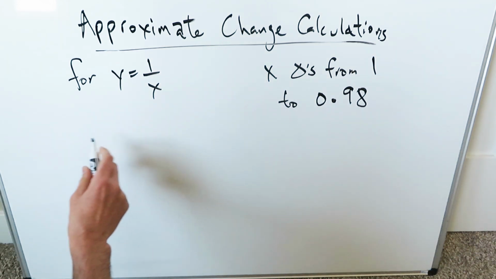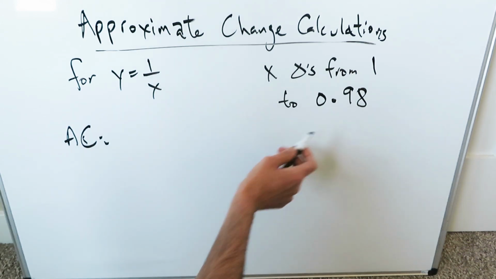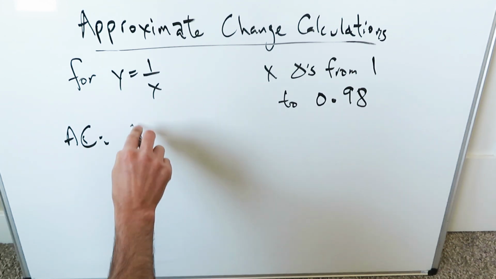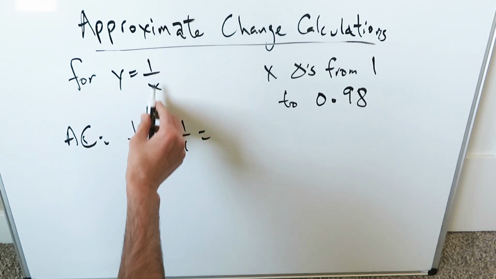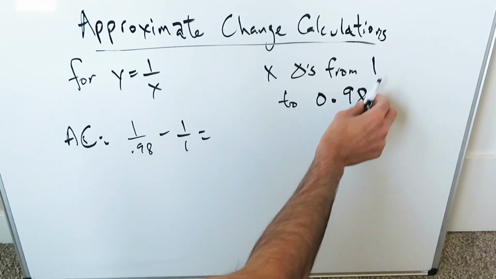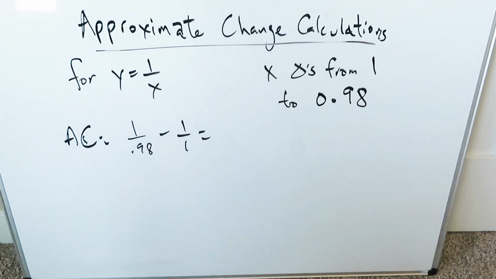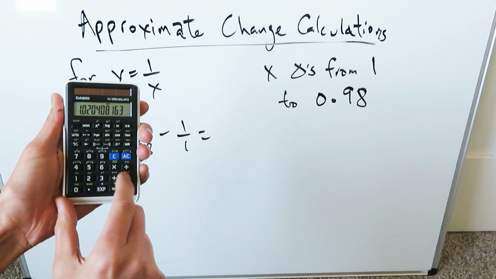When I'm looking at this, what's my actual change? Your actual change calculation is easy. You're going from 1 to 0.98. You're doing your new value minus your old value. You'll do 1 over 0.98 minus 1 over 1. Because the function is 1 over x, you're going from an x of 1 to 0.98, my new value to your old value. The difference of those will give you your actual change. So we are doing this, and it's easy. You'll do 1 divided by 0.98 minus 1.